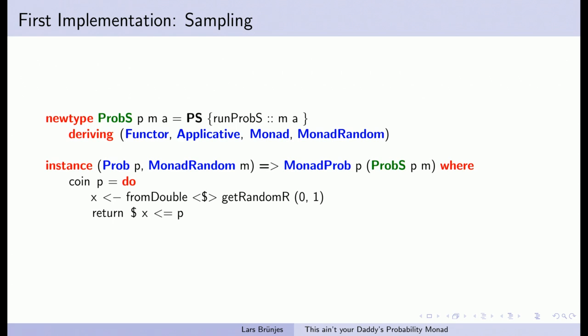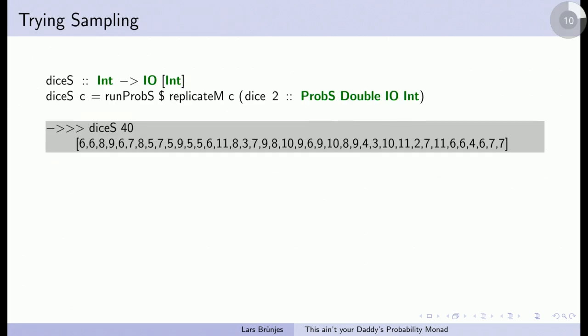So I just use a newtype wrapper around monad with randomness, and it's very simple. So I use the randomness in the monad to draw a double between 0 and 1. And then if that drawn double is less than my probability, then I return true, otherwise false. So that's a very easy implementation of this monad prop. And then we can try that for the dice, for example. So we can throw 40 dice with this implementation just in I/O for simplicity. Of course, we could also use a monad random that has deterministic randomness with a given seed. And in this example, so 40 times I got that.